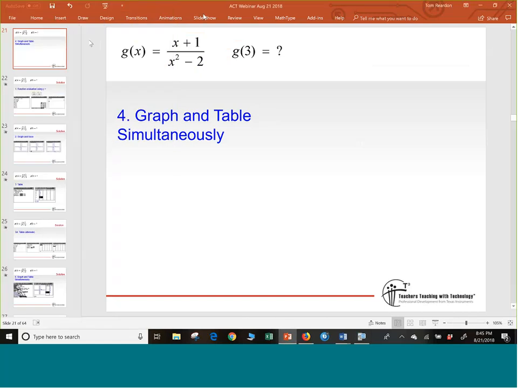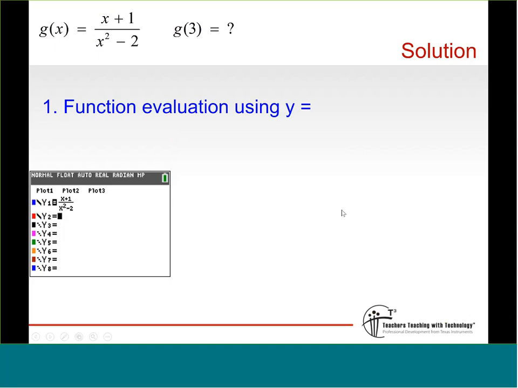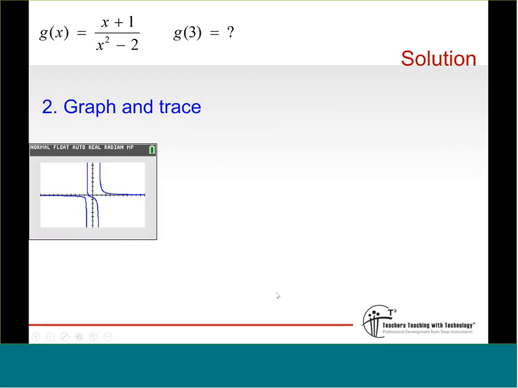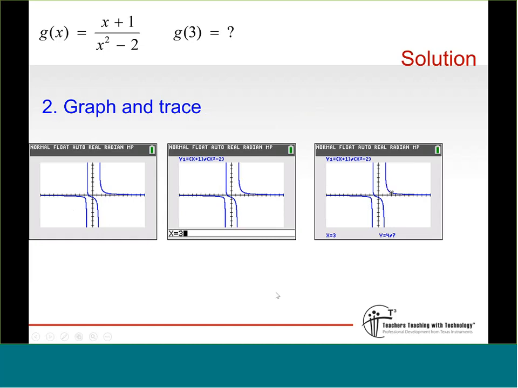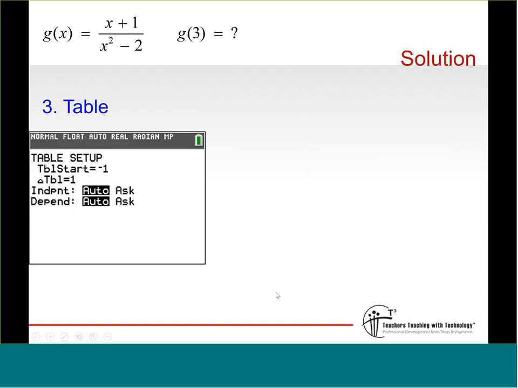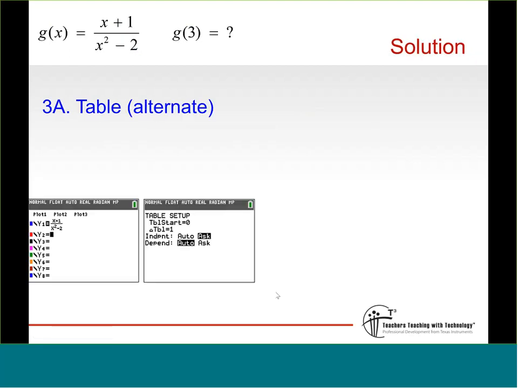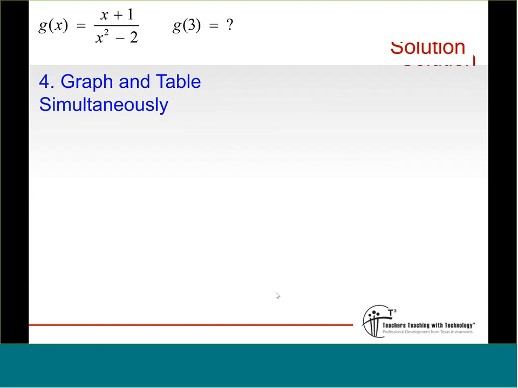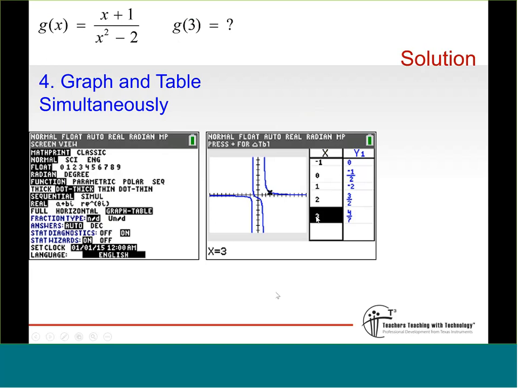So going back here, let me just recap this real quickly. This was using y equals, alpha trace gets you the y variables, y1 at 3, and there it is. Graph and trace, just go there, trace to x equals 3, and it gives you the value. The table, again, you can start anywhere and then just go down to the value you want. The alternative way is to use the ask mode and put in the number that you want, and then, of course, graph and table simultaneously. You do have to change it to graph table, and there you go.